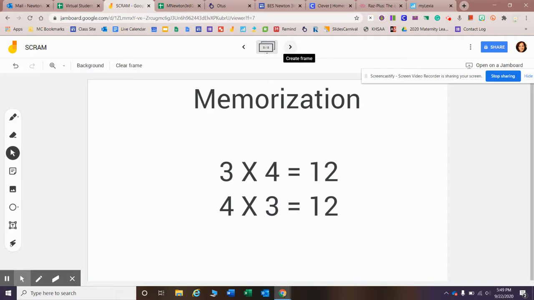Just simply knowing when I say 3 times 4, you can spit out the product 12. When I say 4 times 3, you can spit out the product 12. By the end of 3rd grade, this will be easy peasy for you because we're going to later on move to some fluency checks and some different multiplication tests.